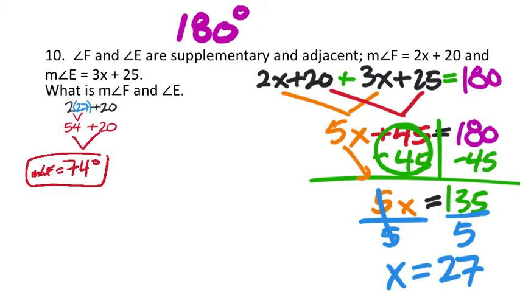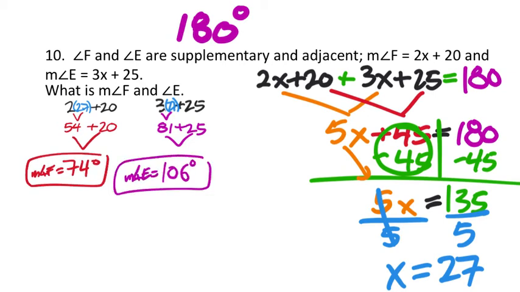And then the measure of angle E is 3x plus 25. We know that x is 27. So I replace x with 27 and I solve. 3 times 27, that's 81, plus 25. Now combine these. 81 plus 25 is 106. So this would be the measure of angle E right there. Degrees, don't forget the degrees label.